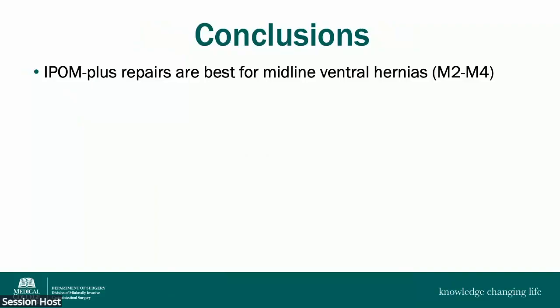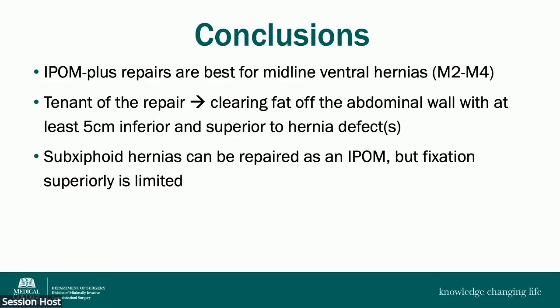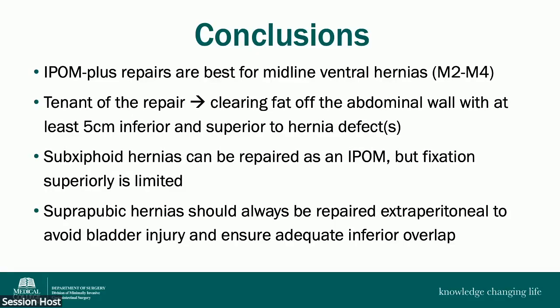So in conclusion, IPOM repairs are truly best for midline M2 to M4 ventral hernias. The primary tenet of the repair, again, it's not very technically difficult, but a very important tenet to remember if you're performing these hernias is to make sure you clear the fat off the abdominal wall with at least that 5 centimeter overlap superiorly and inferiorly. Subxiphoid hernias can safely be repaired as an IPOM, but remember that that superior fixation is a limitation, and that extraperitoneal is the favored approach if possible, and that suprapubic hernias, or those M5 hernias, should always be repaired extraperitoneal in order to avoid bladder injury, and you need to make sure you have enough inferior overlap.